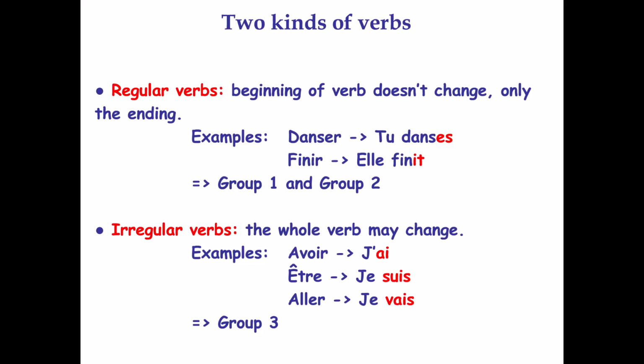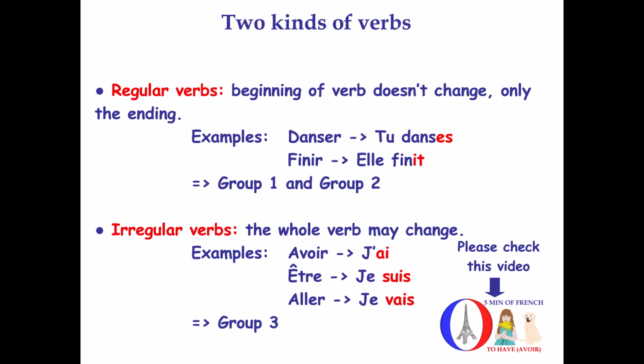An irregular verb means that the whole verb may change when you use it. For instance, for the verb to have, avoir, I have is j'ai, the whole verb changes. Same for the verb to be, être. I am is je suis. Or for the verb to go, aller. I go is je vais. Now remember that all irregular verbs are in group 3.